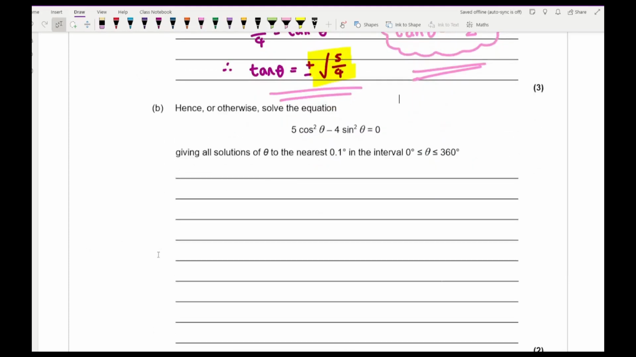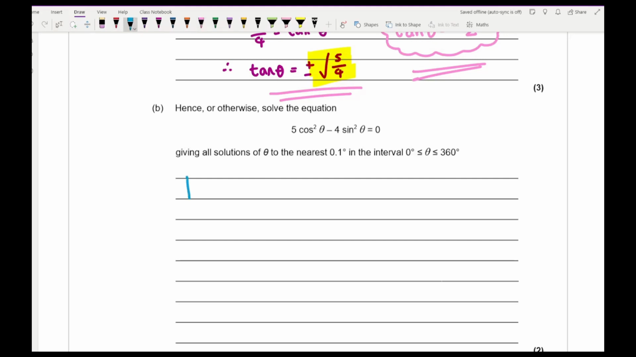Then moving on to B, it says hence or otherwise solve the equation, and we've got the same equation we had in part A. Give all the solutions of theta to the nearest 0.1 degree in the interval between 0 and 360 inclusive of those numbers. Now again, it's entirely up to you how you get these answers. I know a lot of students are taught how to use CAST. I personally prefer using the graph.